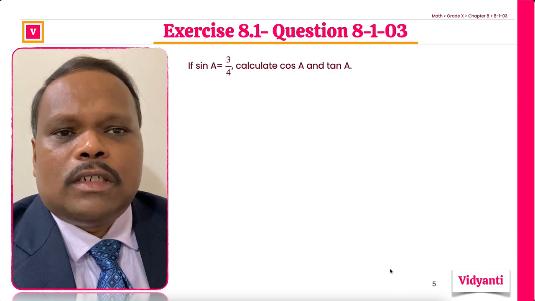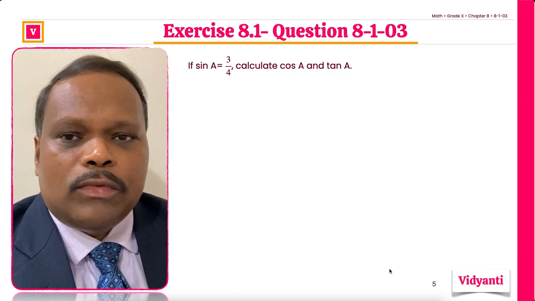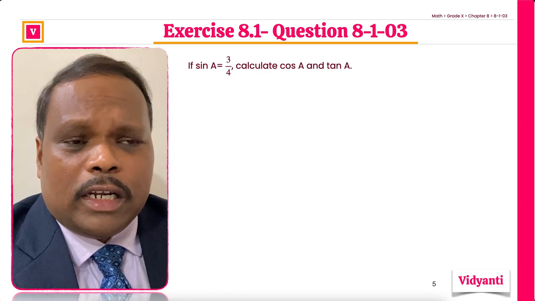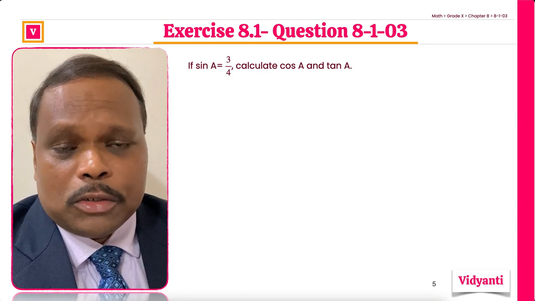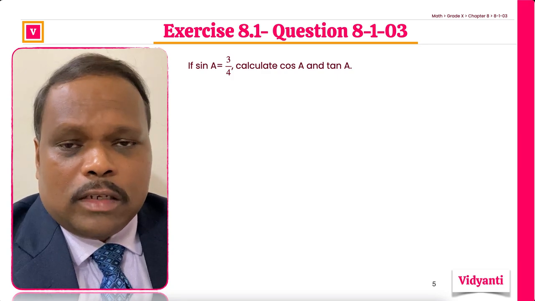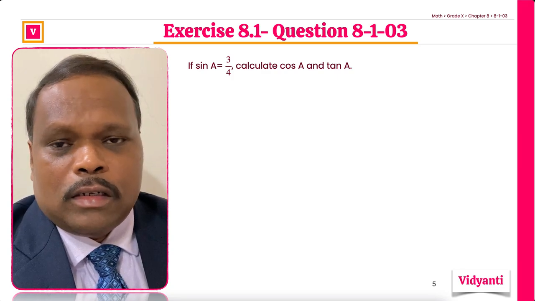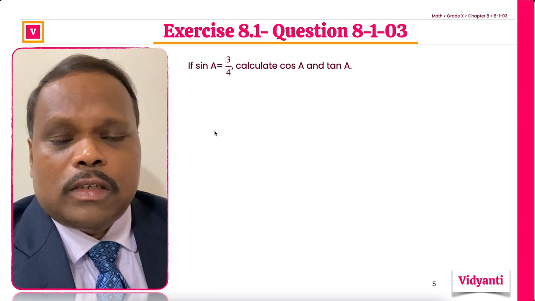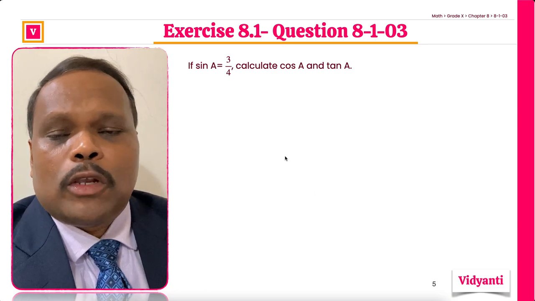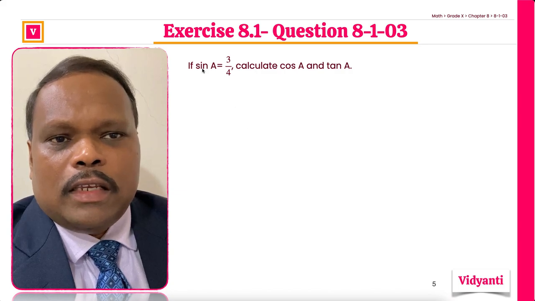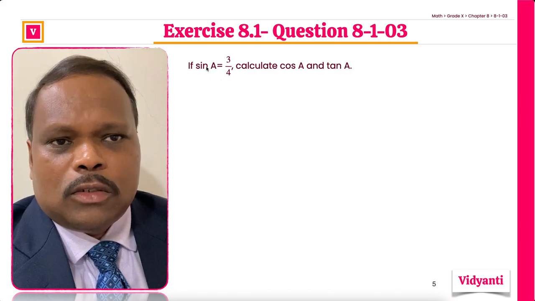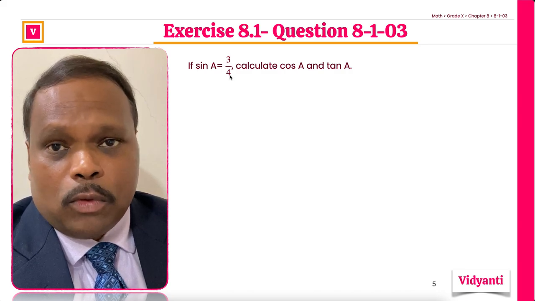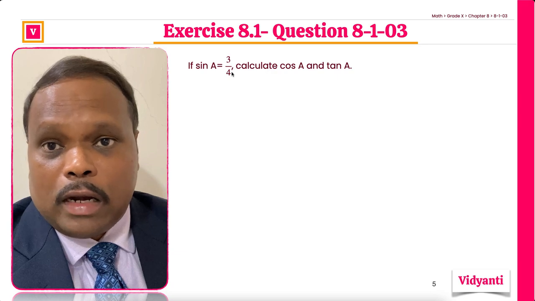Let's see the next question. If sine A, here we have been given one trigonometric ratio. With the help of that, can we identify the remaining two trigonometric ratios? Let's see. This involves construction of a triangle such that the first trigonometric ratio satisfies that condition. So let's see what that means. Sine is opposite over hypotenuse, so opposite is 3, hypotenuse is 4.